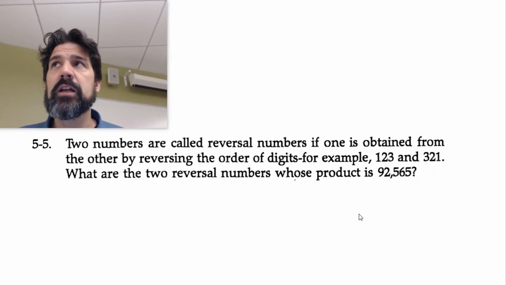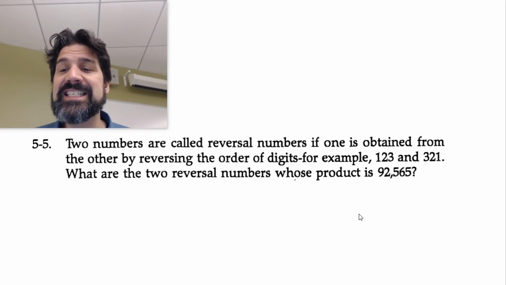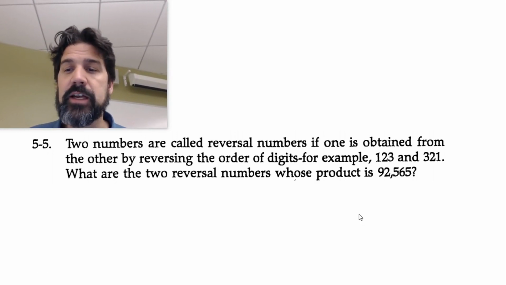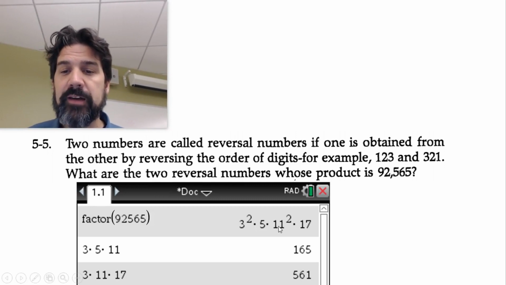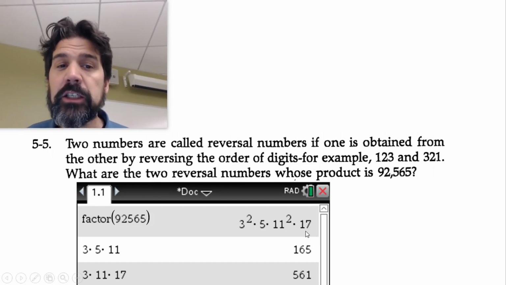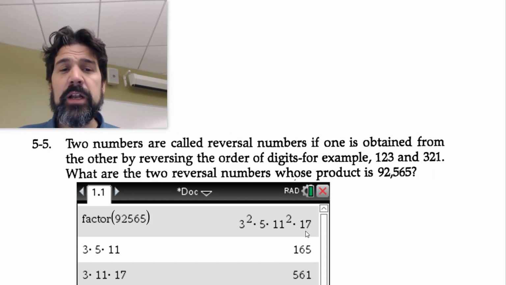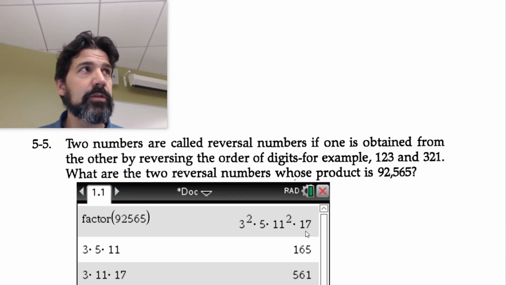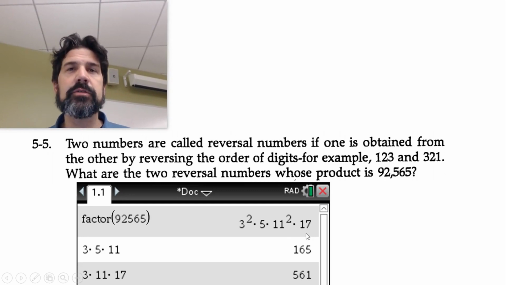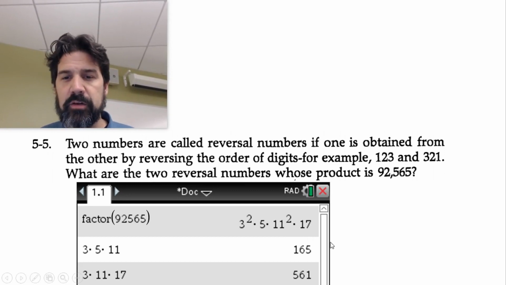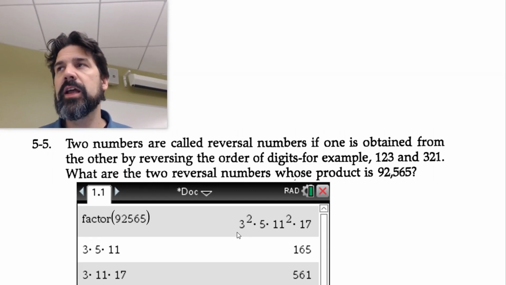Let's take the prime factorization of 92,565. And if you do that, you get 3 squared times 5 times 11 squared times 17. All right. Now, if you're familiar with multiples of 3, as I said, since this whole thing's a multiple of 9, and you notice right there, because you have the 3 squared, the 3 digits are going to have to each both be a multiple of 3.